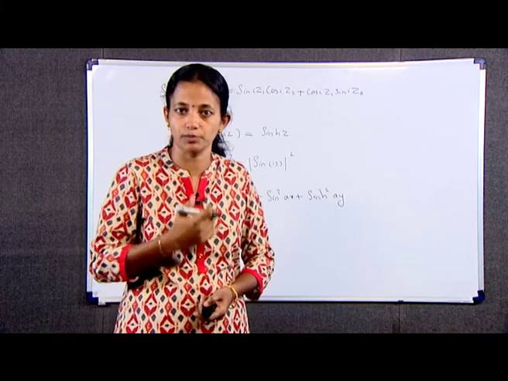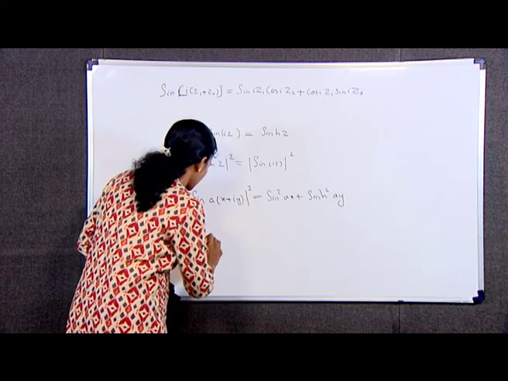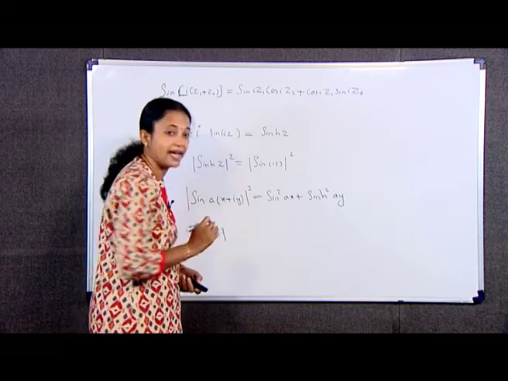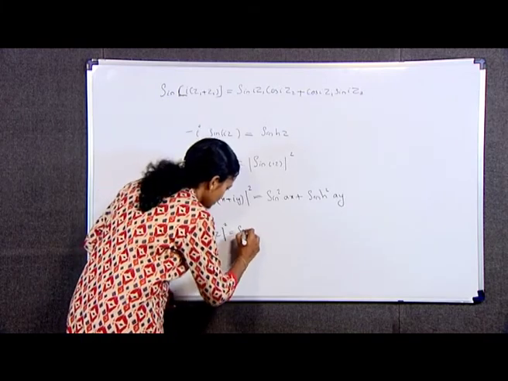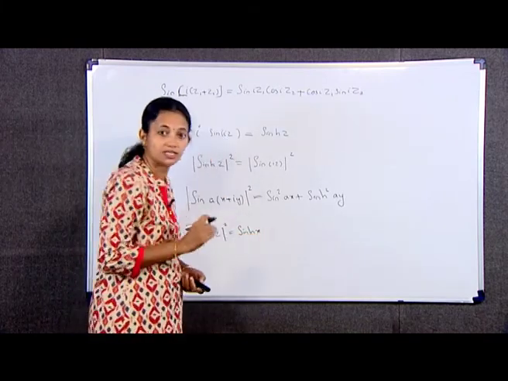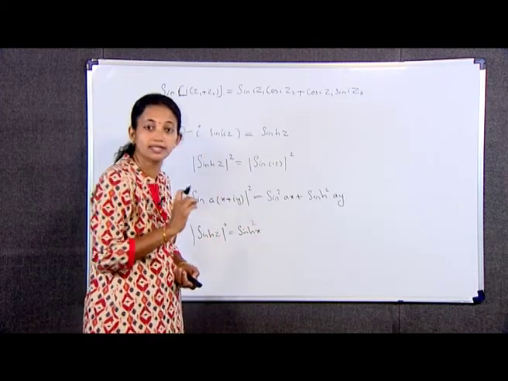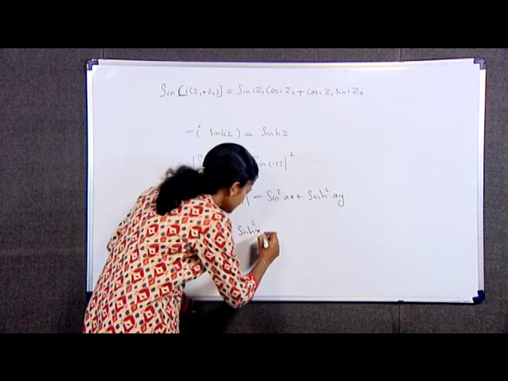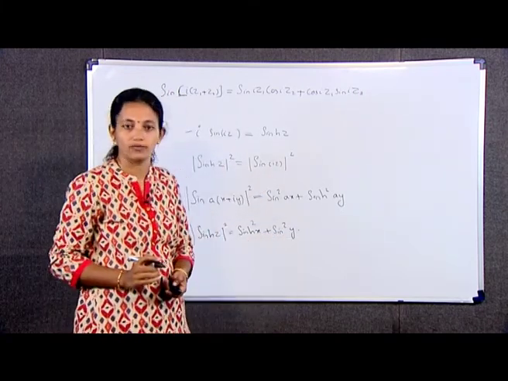Substituting this in equation number 6 yields the modulus of sinh z whole square, which is equal to sinh square x plus sin square y.